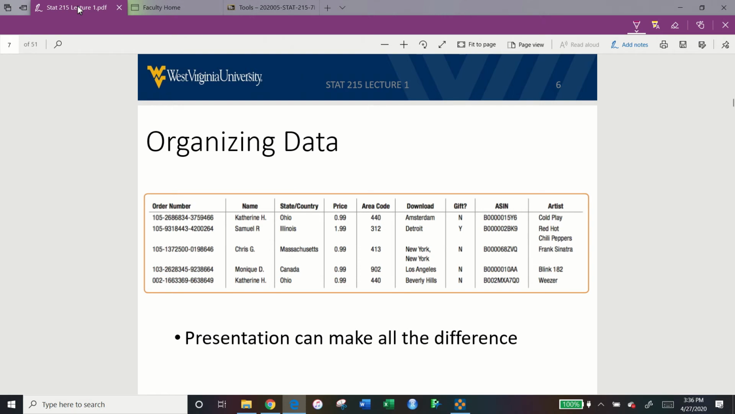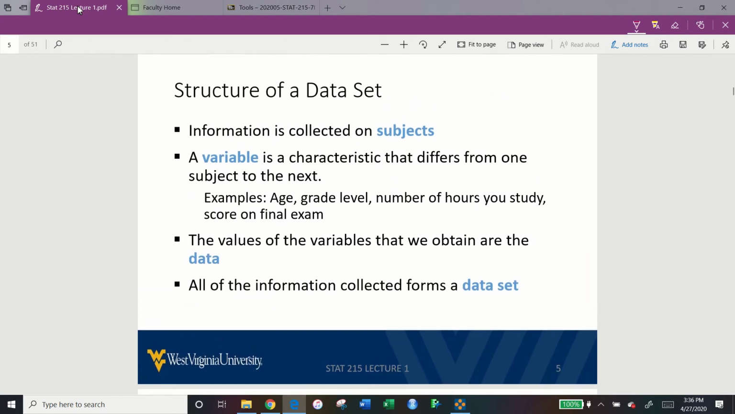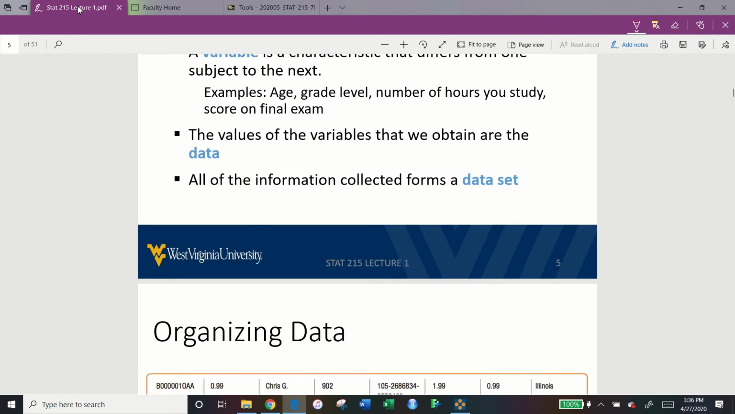And so now we can see that we have purchase records for album downloads. The column titles tell us what has been recorded, and each row is going to be a particular purchase. So within our table, in this case just our one table, we've got our rows, we've got our columns, and inside our rows and columns we have our data. Now to go further into our data, we have our variables, and again, that is a characteristic that differs from one subject to the next.